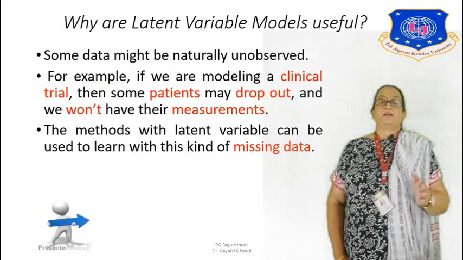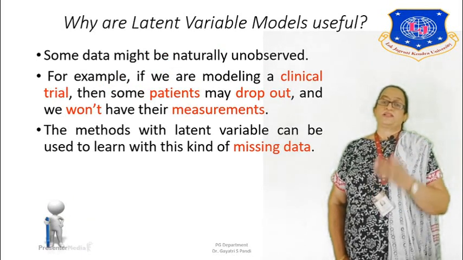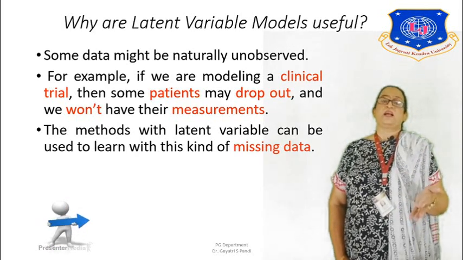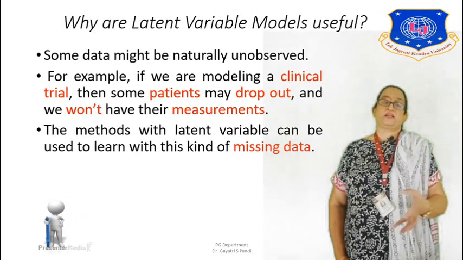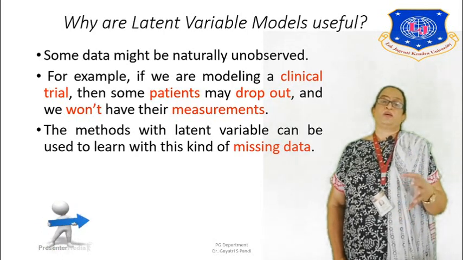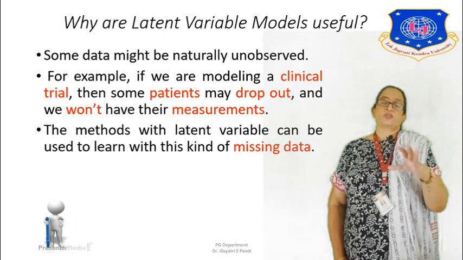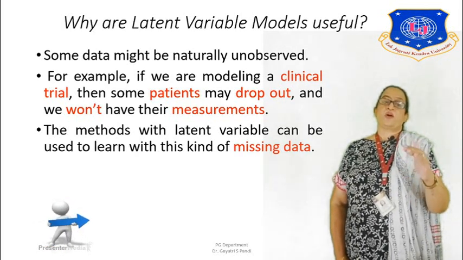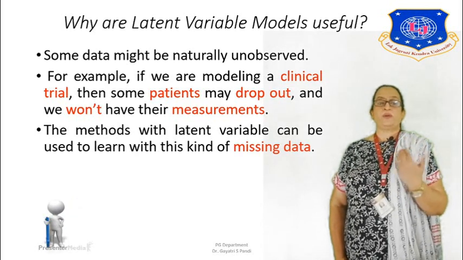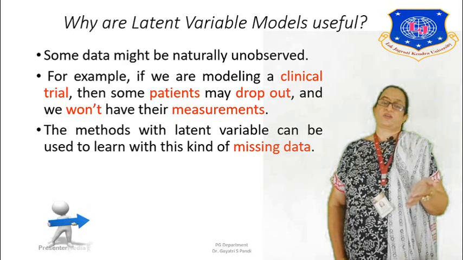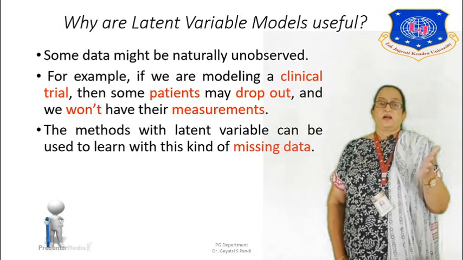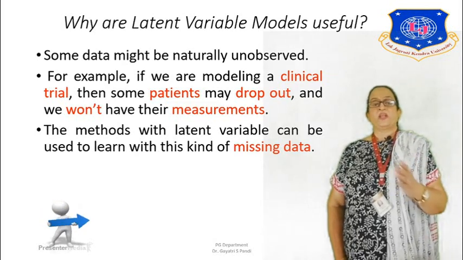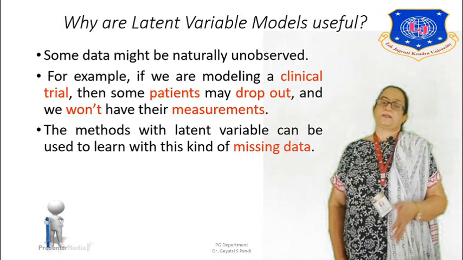Now some of the data might be naturally unobserved, right? Some of the things cannot be seen, so they are naturally unobserved. For example, in clinical trials, or when you are trying to model certain patient data. If you are trying to model the entire hospital data, and you are selecting only the diabetic patients, some of the records will be dropped out. Some patients may drop out, and we will not have their measurements. This could raise certain issues. So methods with latent variables can be used to learn with this kind of missing data.